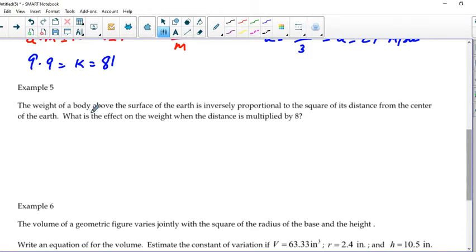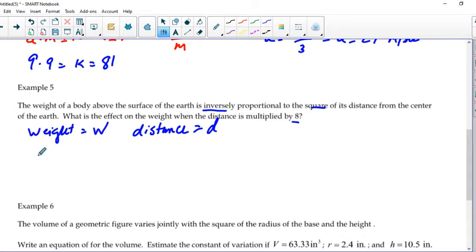Okay, number 5. The weight of a body above the surface of the earth is inversely proportional to the square, that's important, of the distance from the center of the earth. What is the effect on the weight when the distance is multiplied by 8? So we're going to let weight equal W, and you can make up any variable you want, and then our old friend distance we'll let equal D. You can make it capital D or lower case d, it doesn't matter.